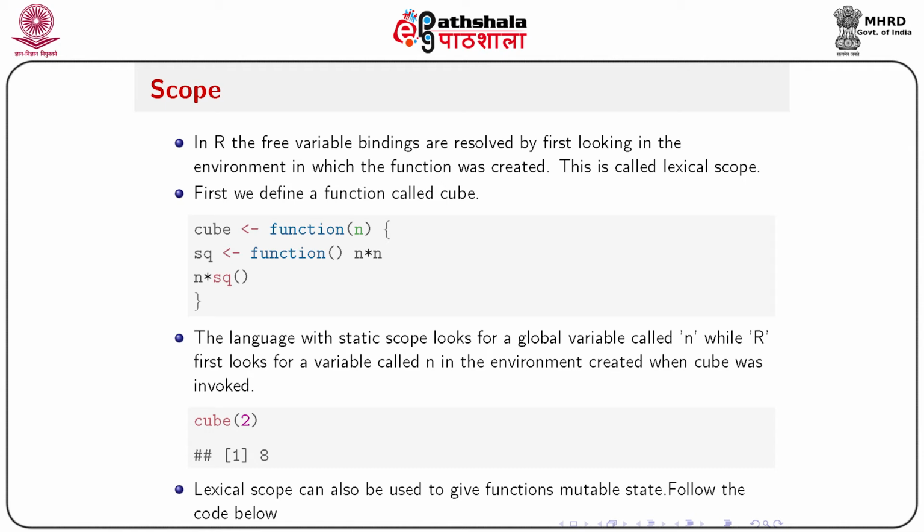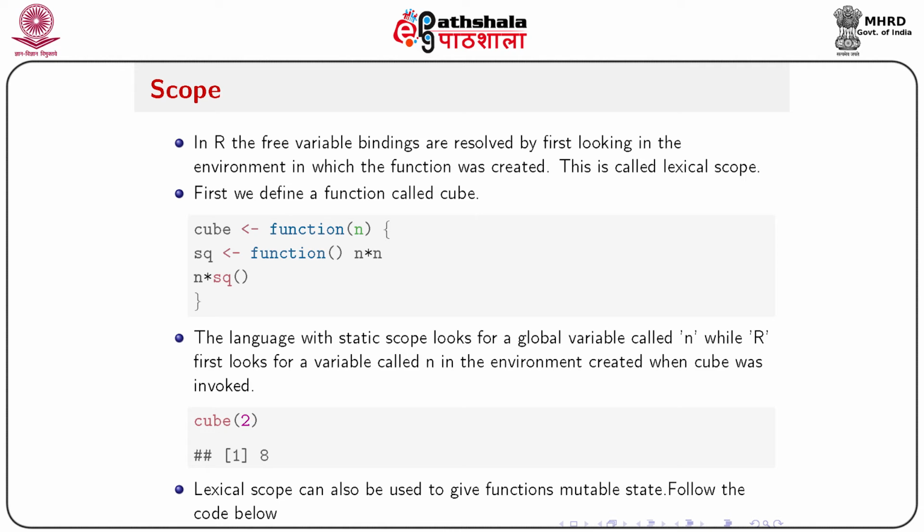A language with static scope looks for a global variable called n, whereas R first looks for a variable called n in the environment created when cube was invoked. So cube 2 equals, if we pass 2, then it would be 8. 2 to the power 3 is 8. And lexical scope can also be used to give functions mutable state.